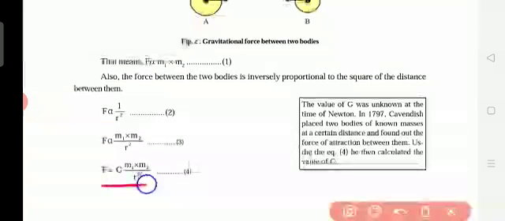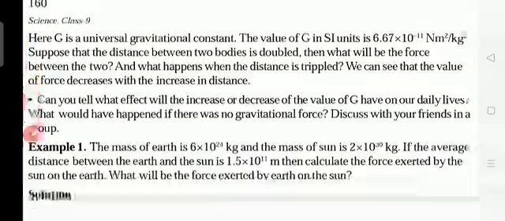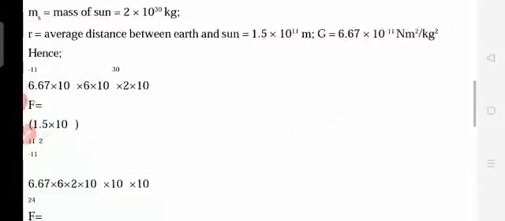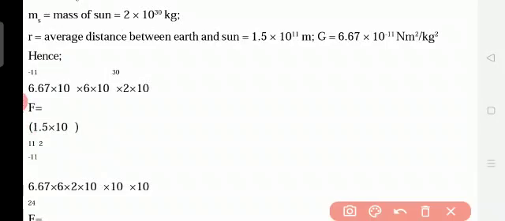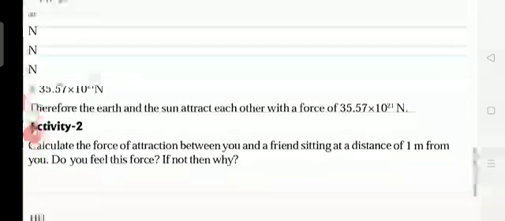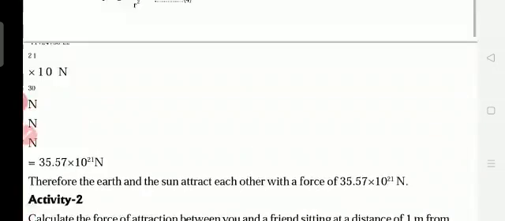Which equation? This equation: m1 into m2 by r square, where r is the distance. So the weight of both the sun and the earth. You can see in your textbook, you will understand. Please take page 160. Here it is not given properly, so follow the textbook, I will explain to you.